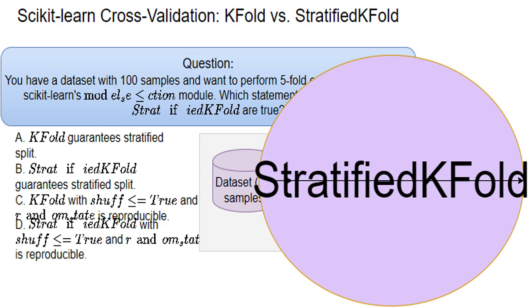Unlike simple k-fold, stratified k-fold is a smarter way to divide data. Imagine you're sorting candies into bags, but you want each bag to have a similar mix of colors. That's what stratified k-fold does. It ensures each fold reflects the overall distribution of classes in the dataset. It's especially handy when some classes are rare.